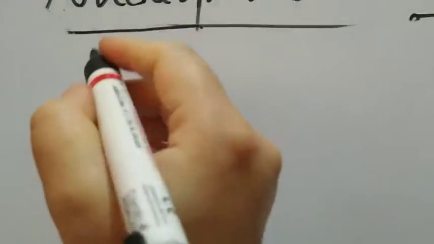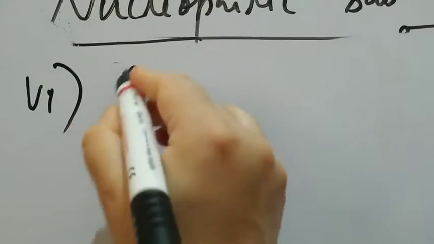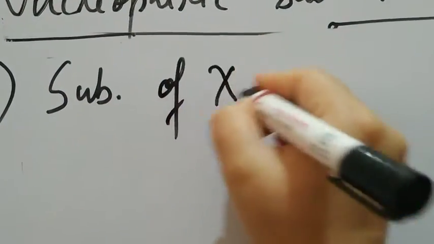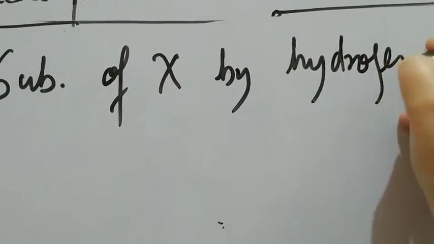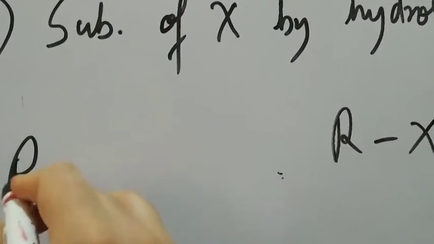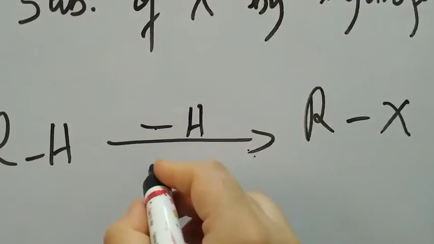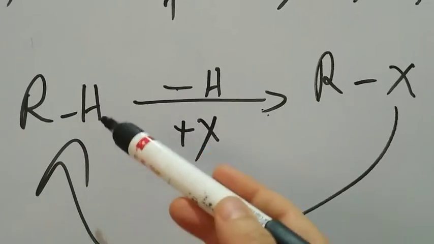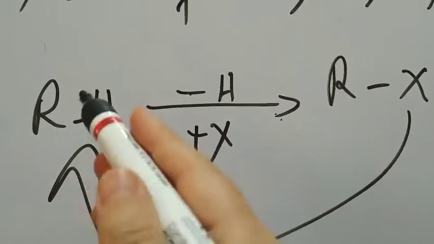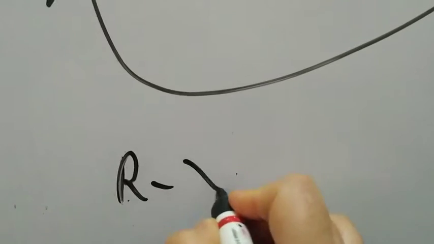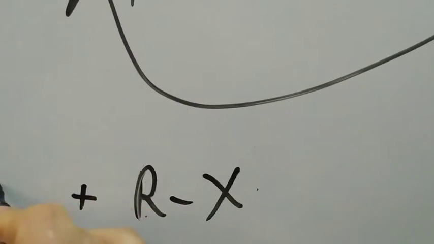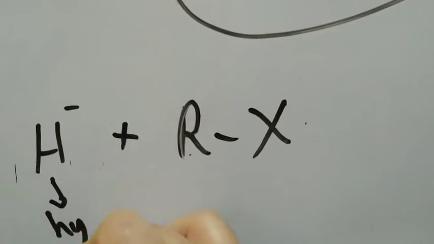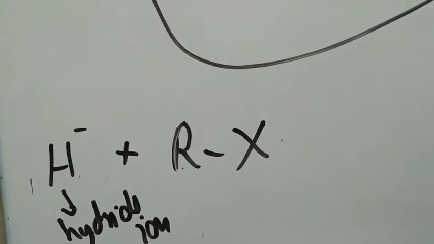Now the last very important one, before we talk about the mechanism, we are probably on the sixth one: substitution of X by hydrogen. How did we get this RX? We got it from a parent hydrocarbon in which hydrogen was replaced and X was introduced. We can reverse this whole thing. We can substitute this X by a hydride ion, a nucleophile, a negatively charged hydrogen atom, and get back our parent alkane. If we have this RX as our haloalkane, we'll need a nucleophile which is H negative. H negative is called the hydride ion.